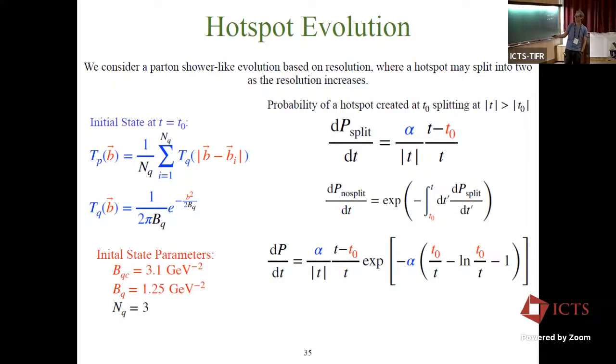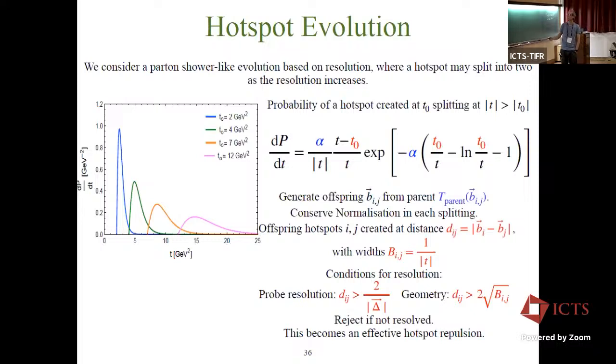hotspot splittings like this. So it looks like this for different values of T. You see that we get an exponential decrease here. Well, it goes like 1 over T, of course. The density goes like 1 over T.